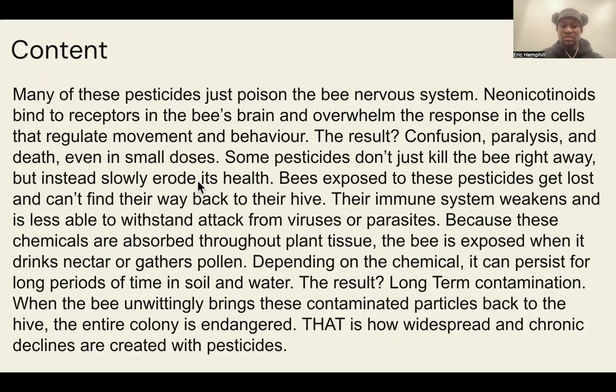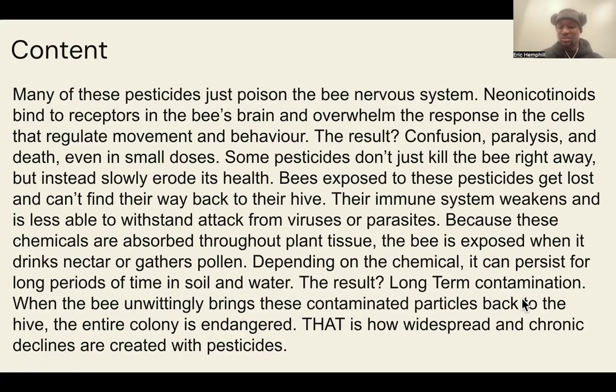But instead of dying immediately, bees exposed to these pesticides get lost and can't find their way back home to their hive. The immune system weakens and is less able to withstand attacking parasites. Because these chemicals are absorbed throughout plant tissue, the bees are exposed when they drink nectar and gather pollen. Depending on the chemical, it can persist for long periods of time in soil and water.